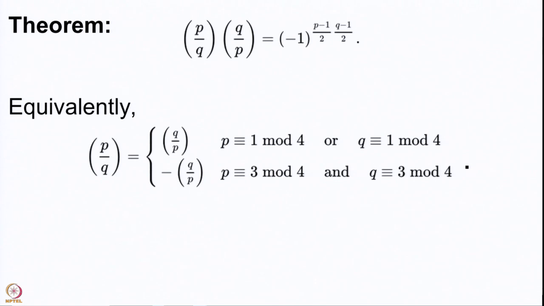Equivalently, we have that (P/Q) is equal to the Legendre symbol (Q/P). So you switch the places of P and Q and you get the same number, if either P is congruent to 1 mod 4 or Q is congruent to 1 mod 4. Remember P is an odd prime. So when you go modulo 4, when you take away the multiples of 4 from P, the only thing that will be left will be 1 or 3. You need to have only one of these two to be 1 mod 4. If P is congruent to 1 mod 4 and Q is congruent to 3 mod 4, that is okay. If P is congruent to 3 mod 4 and Q is congruent to 1 mod 4, that is also okay. Or if both are congruent to 1 mod 4. In all these three possibilities, the Legendre symbol (P/Q) is equal to the Legendre symbol (Q/P).